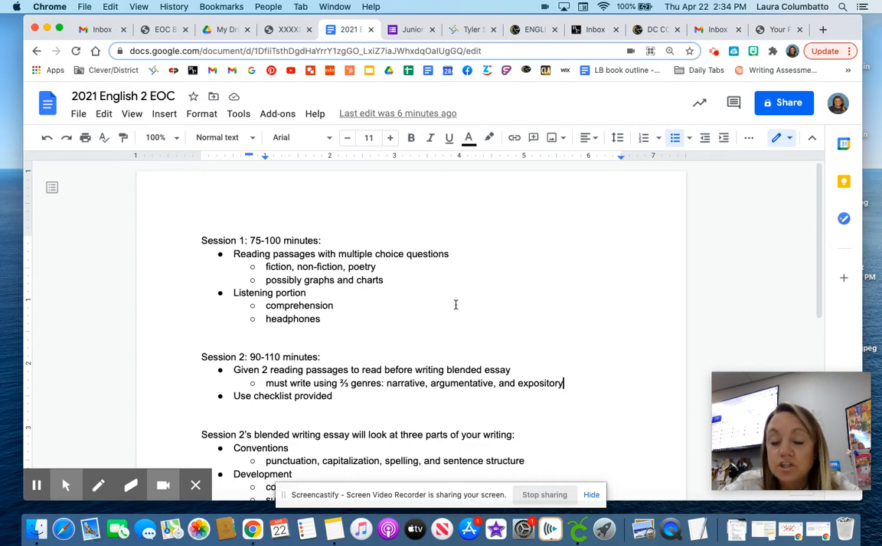So then we have session 2. Session 2 goes from 90 to 110 minutes, and that's your writing event. So there is reading that goes with that. So there are 2 reading passages that you will read before you start your blended essay, okay? And you're going to use the reading passages to help you write your essay, just like what we're doing currently in our blended writing unit. We are looking at multiple sources and using that information to write our own blended writing essay.